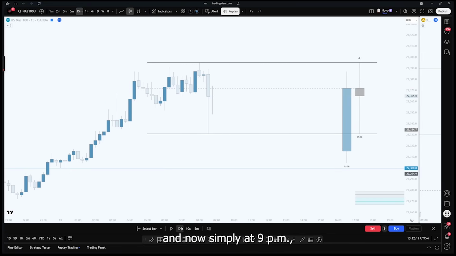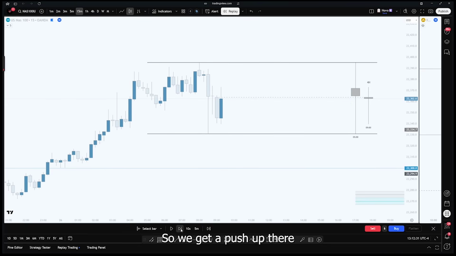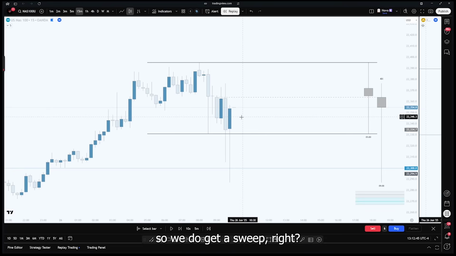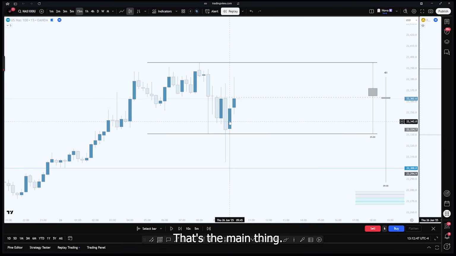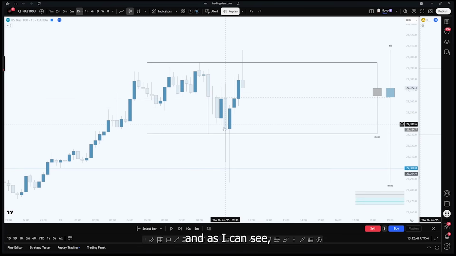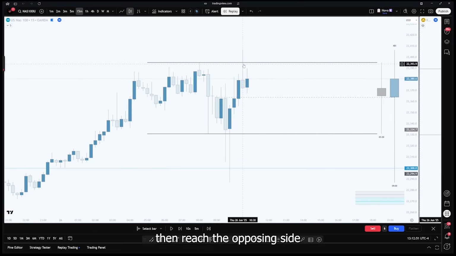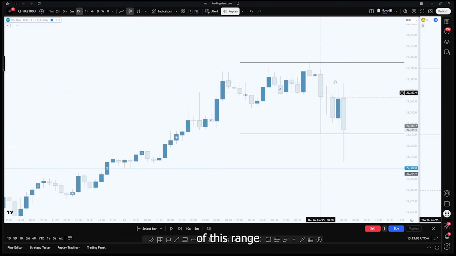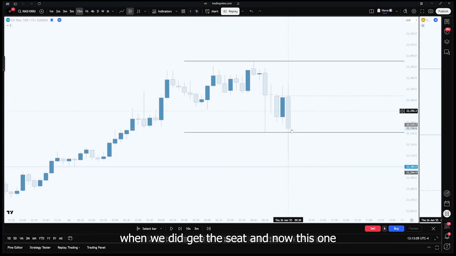And now simply at 9 a.m., I'm waiting to see how price reacts to these lows. So we're going to push up there. So we do get a sweep, right? That's the main thing. We do get a sweep ultimately. And as you can see, we do then reach the opposing side of this range. Okay, but we're going to come back to here when we did get the sweep.